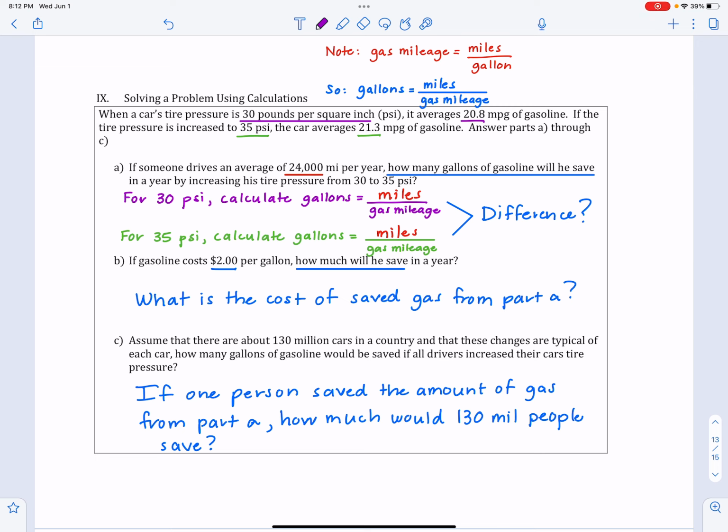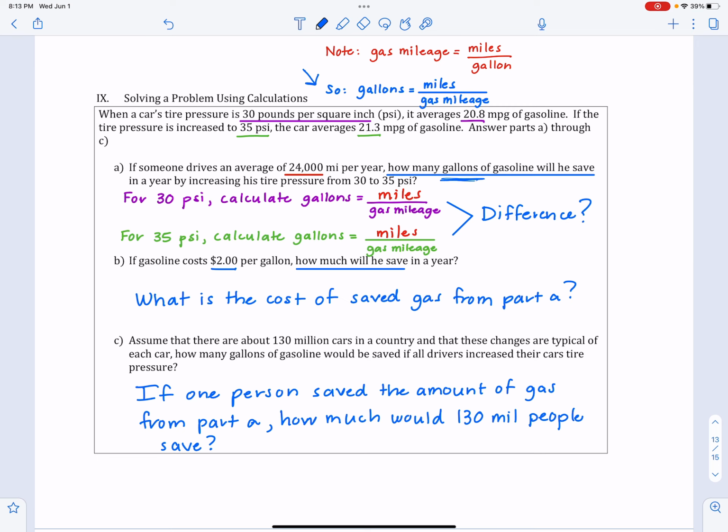All right, now, if you want to look at something different, then you can rearrange that formula. So in part A, notice the question here doesn't ask me for the gas mileage. It asks me how many gallons of gasoline. That's what I'm being asked to find here. How many gallons of gasoline will he save? So all I did up here was I rewrote that formula. Basically, if you move some things around, do some basic algebra, the number of gallons equals the miles divided by the gas mileage.